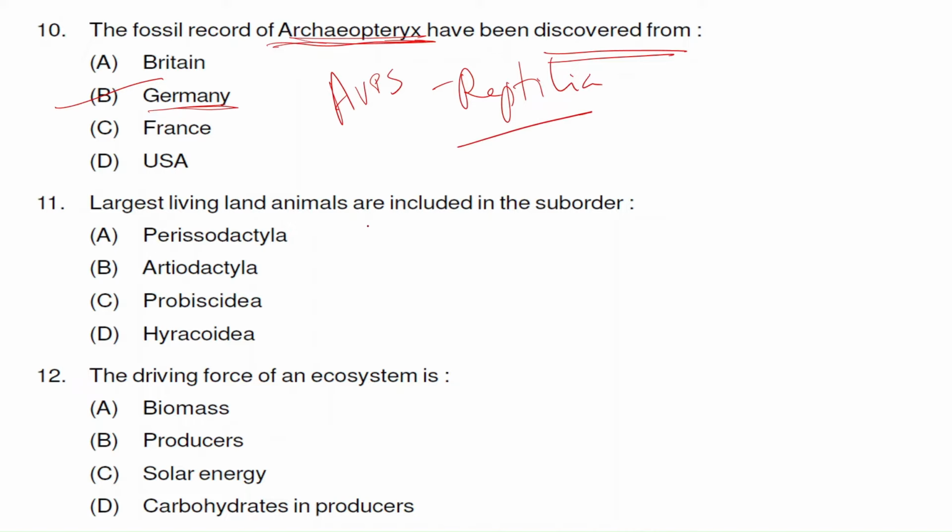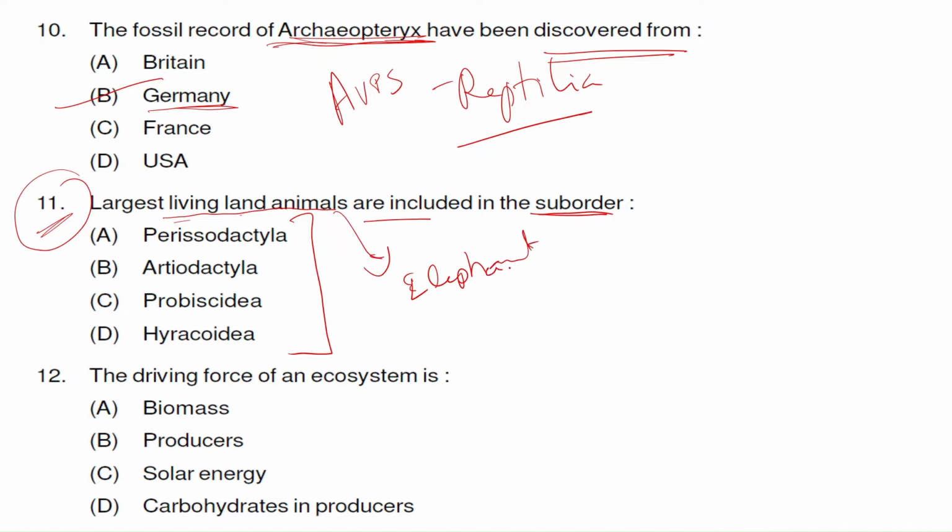Largest living land animals are included in the suborder. Okay, if you don't know the names of the suborder, don't worry and don't panic. Simply decode the question first. The question is asking what? Largest living land animal. We know the largest living land animal is the elephant.